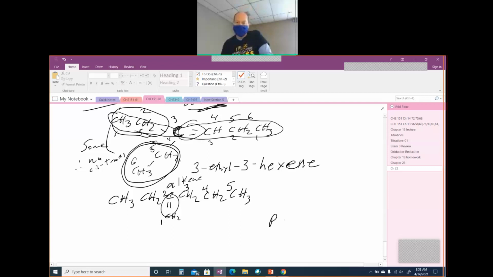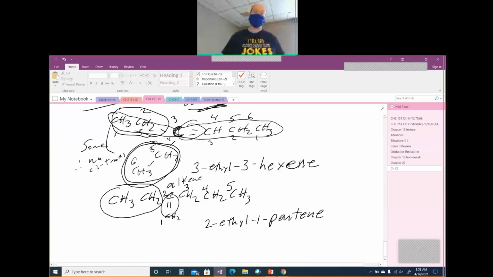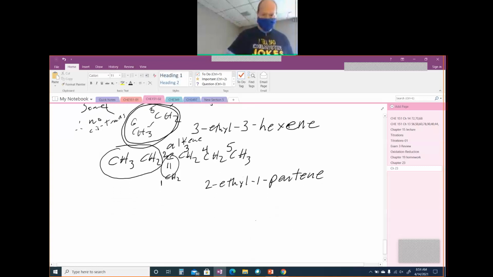So that is a pentene, and the start of the double bond is on carbon number 1, so that is a 1-pentene, and then off of carbon 2, you have an ethyl group. All right, so it is not always find the longest carbon chain. It is find the longest carbon chain that contains the functional group. All right, that was 42, 44.